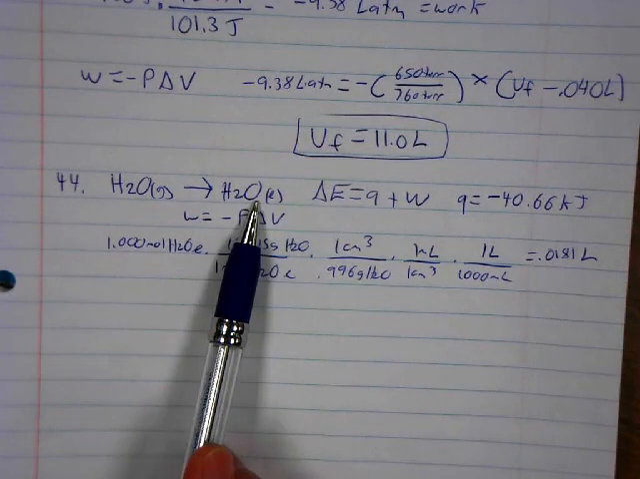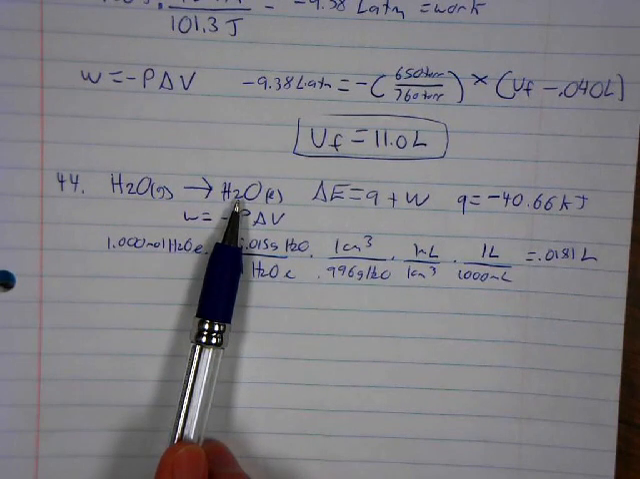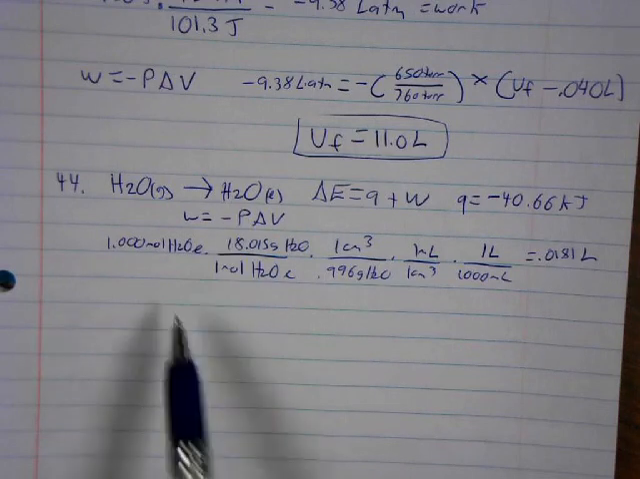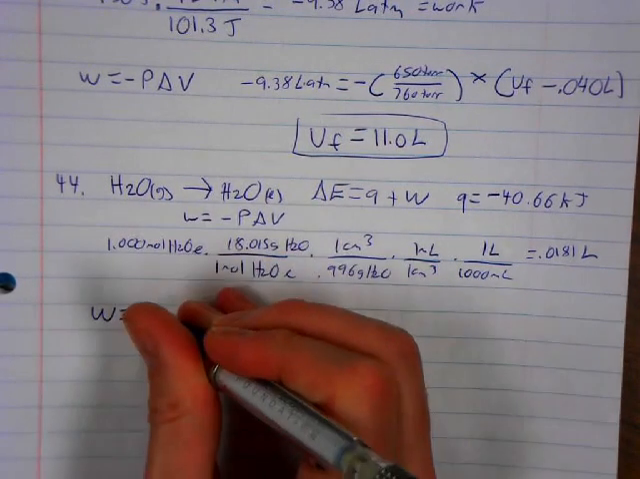So, that is my final volume, right? Did they give me an initial volume? Yeah, they sure did: 30.6, right? So now I have everything I need.